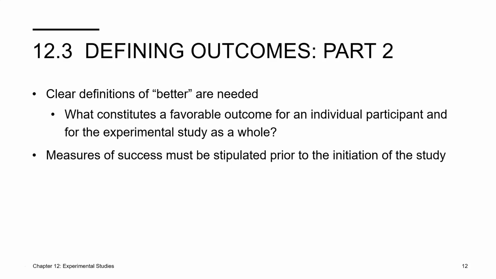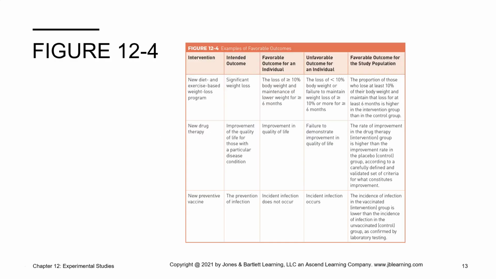And so when doing those types of trials, you have to have definitions of what better means. So what constitutes a favorable outcome for an intervention for the participants and for the study as a whole? And so these must be stipulated prior to the initiation of the study. And figure 12.4 goes over some examples of favorable outcomes.